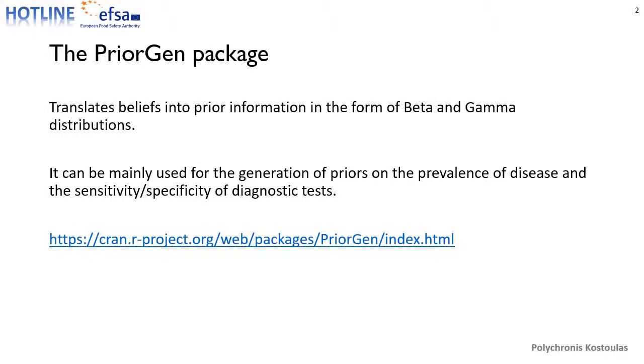The PriorGen package can be used to translate beliefs into priors in the form of beta and gamma distributions. The motivation to create it came from the need to easily generate priors for disease prevalence and the sensitivity and the specificity of diagnostic tests. But of course it can be used for any proportion.